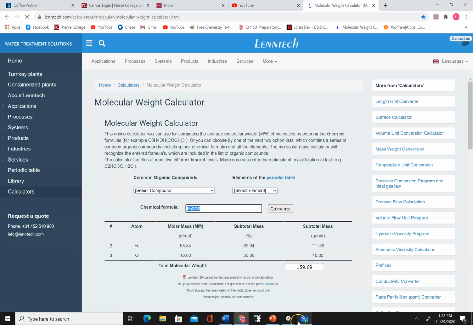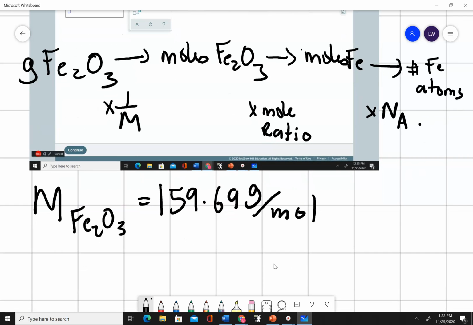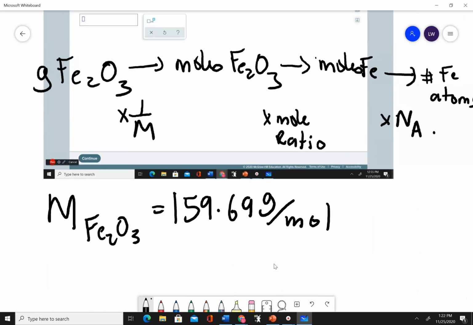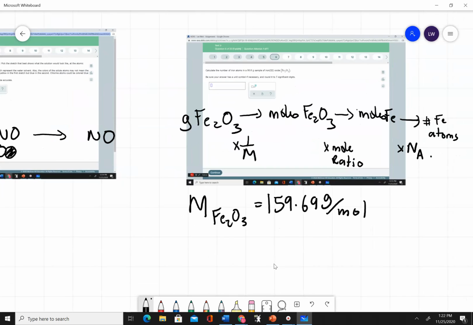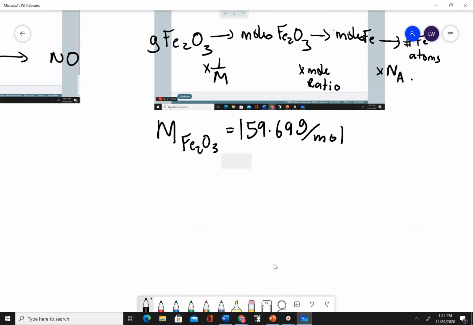As long as you don't put it incorrectly, you're good. 159.69 grams per mole. So from here, we should be good. All right. So we had an 80 gram sample, and we want to know how many iron atoms. So set it out nice and neatly.